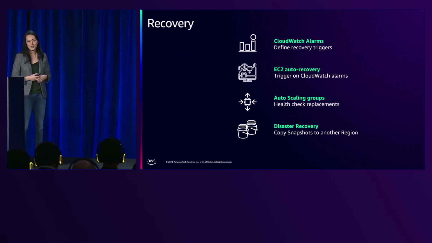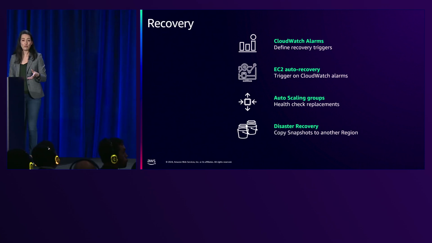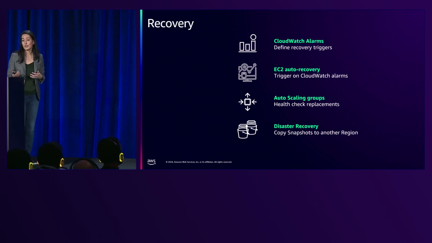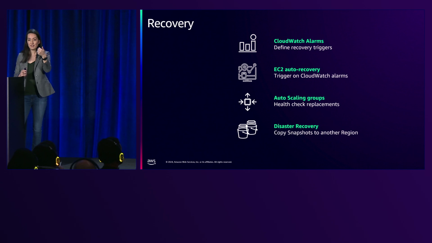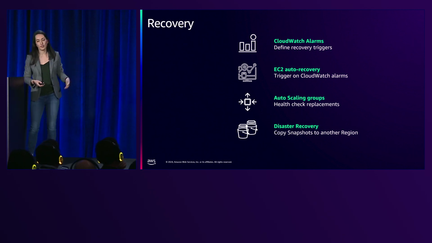There are a number of capabilities in AWS that you can leverage to make recovery easier. First off, you can create CloudWatch alarms, and you can define recovery triggers based on some of the metrics that we've given you. Like earlier, we talked about the latency and stalled I/O. You can use those to set CloudWatch alarms, and then you can build Lambda functions to automate recovery based on those.